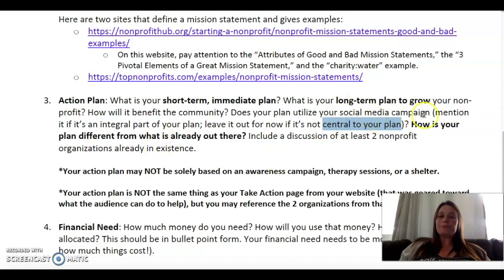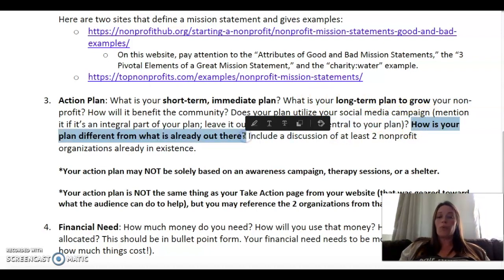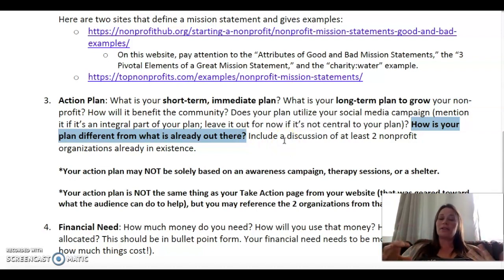Another important question for you to answer is, how is your plan different from what is already out there? Okay, it's okay if some of your ideas are similar to what's already out there, but how are you going to distinguish it from what is already out there? Okay, because if you're going to ask somebody for money, they might say, well, why don't I just give my money to a more established nonprofit that does the same thing? Okay, then you say, okay, but here's how what we're doing is different and why that's important. Okay, so that's important to distinguish.